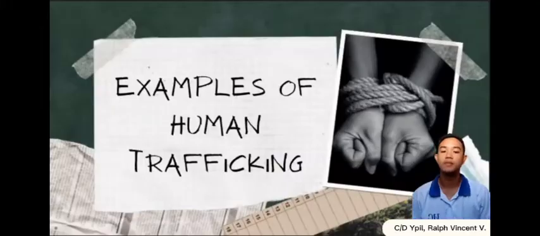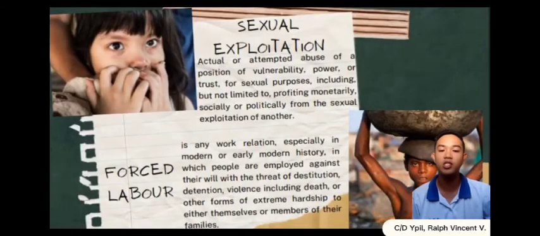So that's the examples of human trafficking. The first is sexual exploitation. Actual or attempted abuse of a position of vulnerability, power, or trust for sexual purposes, including but not limited to profiting monetarily, socially, or politically from the sexual exploitation of another.